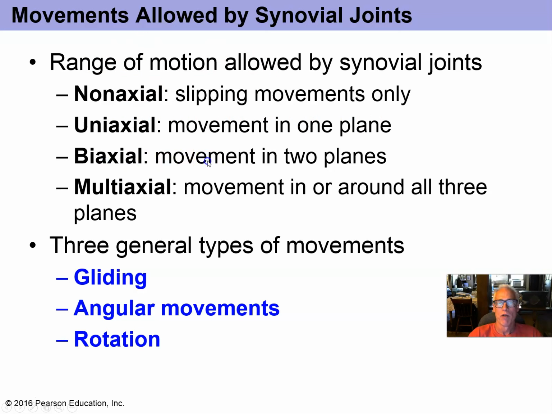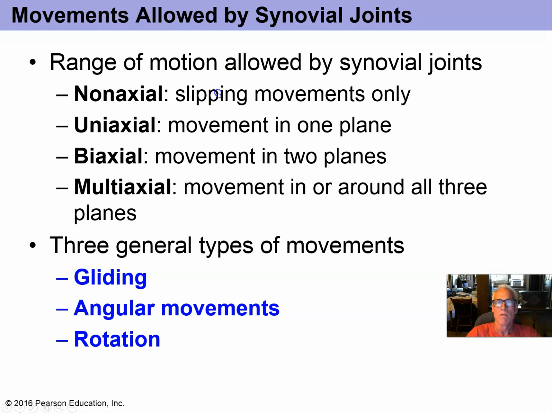Biaxial, just a little bit more freedom of movement. More than one plane of movement is possible between two bones. And multi-axial means there's really no limit. There's a tremendous degree of freedom of movement of two bones about a particular joint. So we'll name some joints that have these properties. Whenever we're talking about a particular synovial joint, be thinking about which of these terms describes the movement that's allowed at that joint.